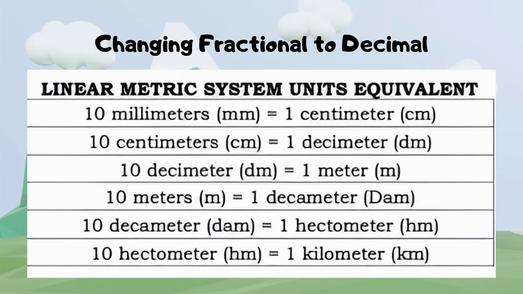For linear metric system, units equivalent. 10 millimeters (mm) equals 1 centimeter (cm). 10 centimeters (cm) equals 1 decimeter (dm). 10 decimeters (dm) equals 1 meter (m). 10 meters (m) equals 1 decameter (dam). 10 decameters (dam) equals 1 hectometer. 10 hectometers equals 1 kilometer (km).